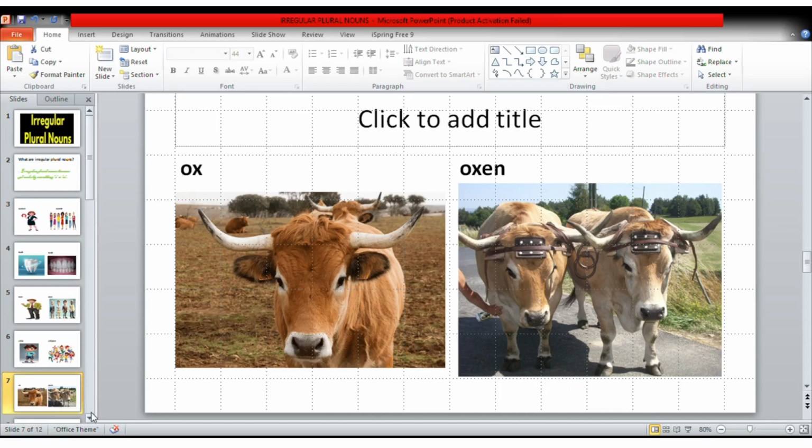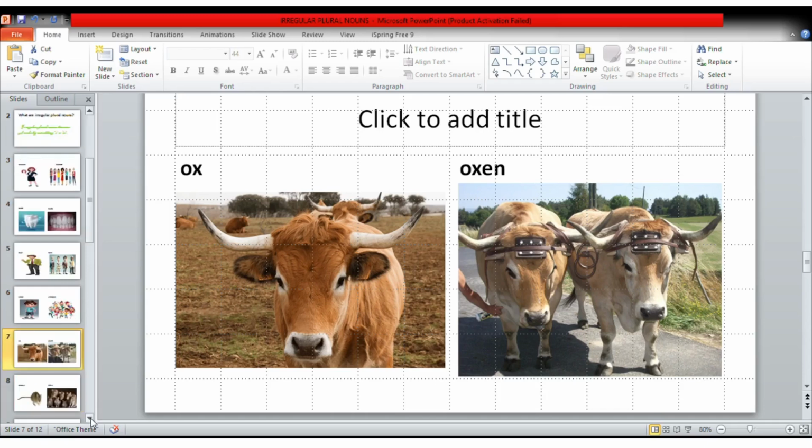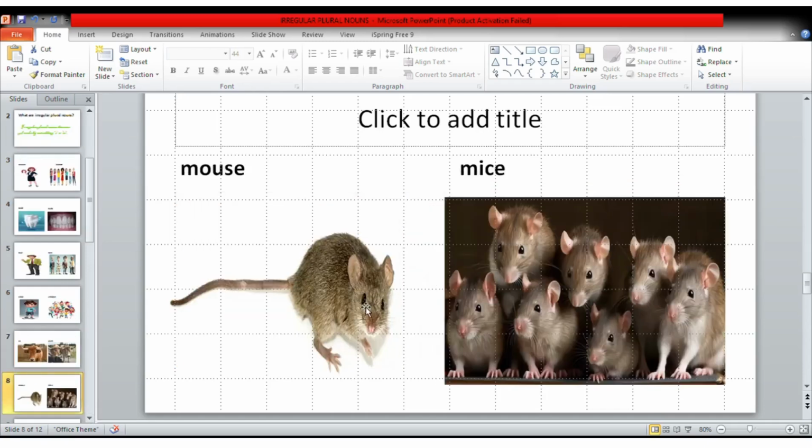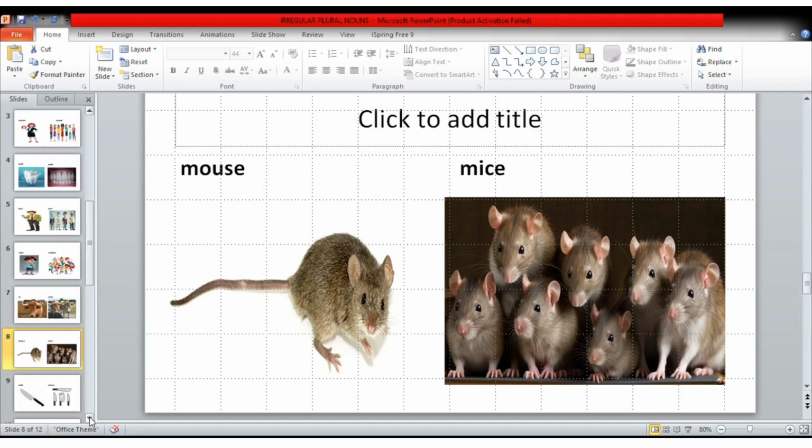We have our next example, and this is a mouse. When you're making the plural of the word mouse, it becomes mice. So mouse, mice. Don't write mouses. Mouse, mice. Good job. We go to our next one.